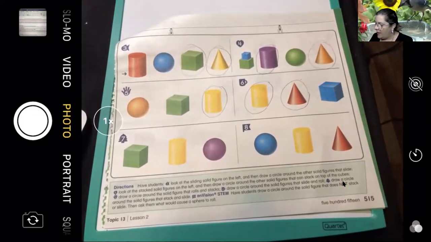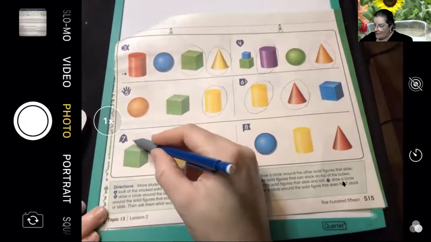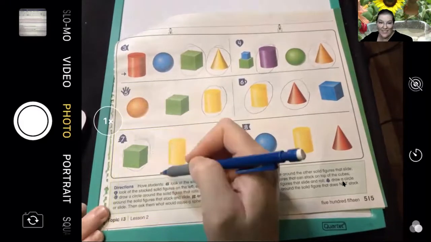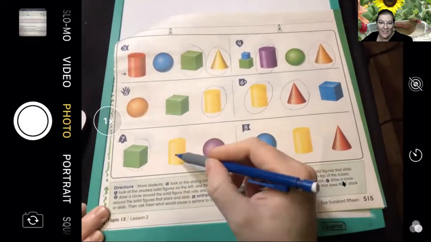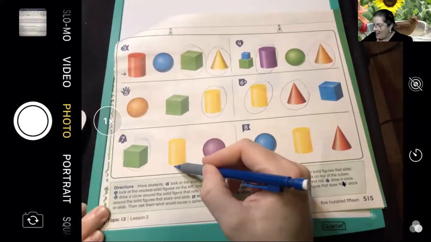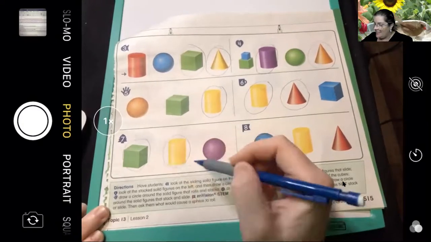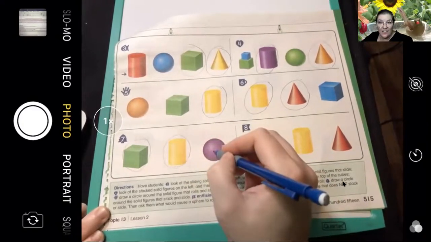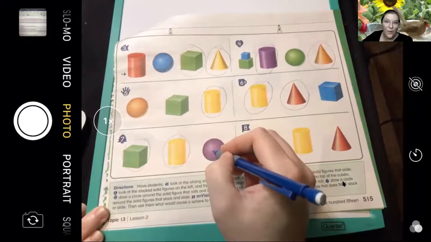Let's look at number 7. Draw a circle around the solid figures that stack and slide. Well, this cube stacks and slides. This cylinder stacks and slides. This sphere does not stack or slide.